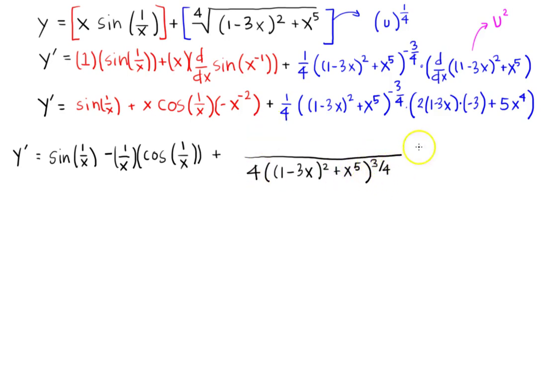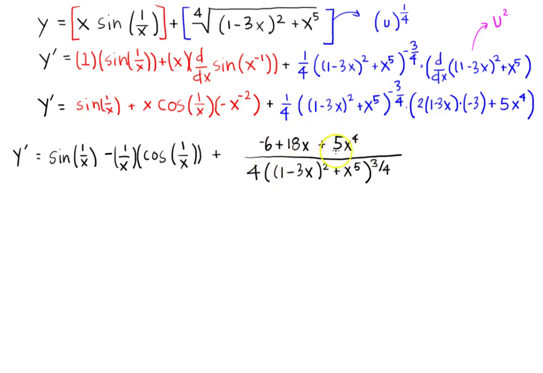All right. And what's on top? All of this. Can I do anything with it? Well, actually, this looks like I can do a lot of multiplying here. 2 times 1 times negative 3. That'll be negative 6. 2 times negative 3 times negative 3, so that's 2 times 6 times 3, that's plus 18x. Don't forget the x. Plus, well, 5x to the 4.